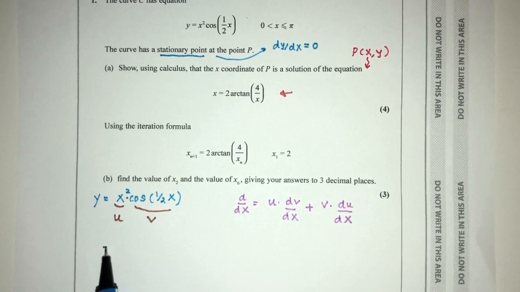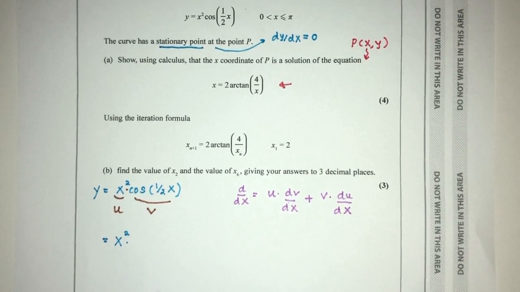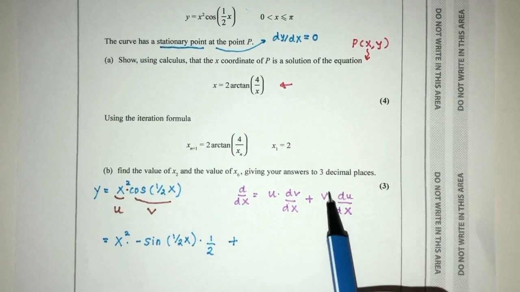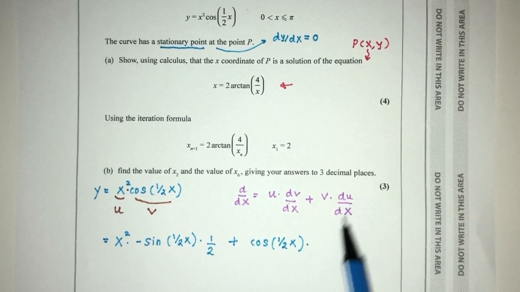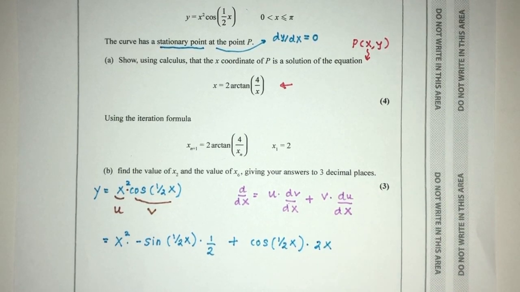So first thing first, u is x squared. Now dv by dx of this will be what? So pretty easy, step by step. So cos will become minus sine, and here we have the same value here, and then multiply by the d by dx of the inside value, that will be half, right? This is how you would differentiate something like this. Now here we have plus, obviously. And here we have v will be cos half x times the value of du by dx, that will be simply 2x. Right, I hope that makes sense.